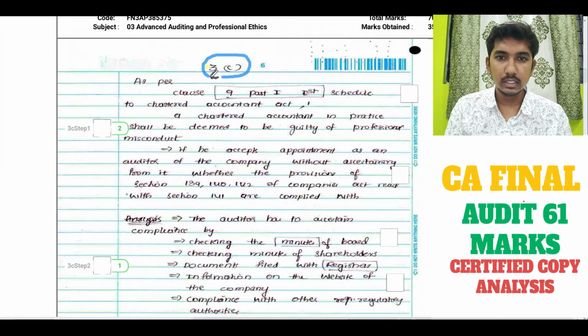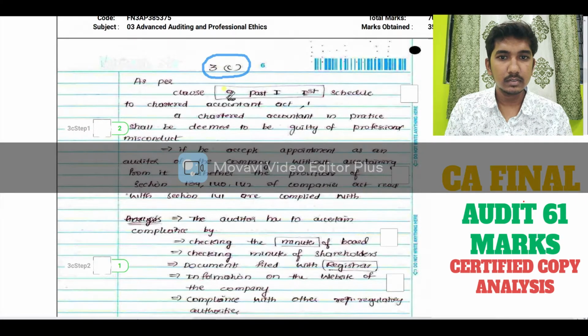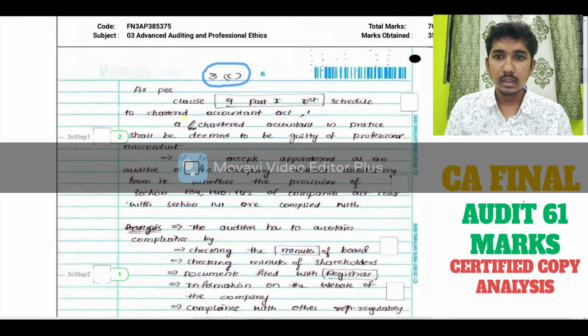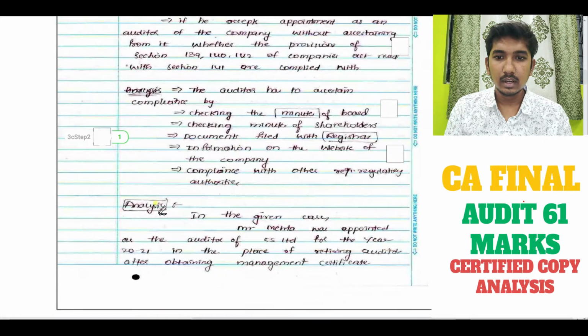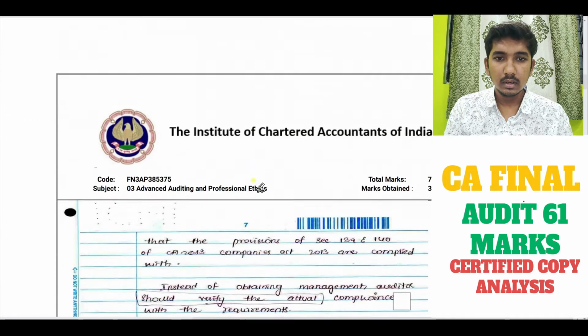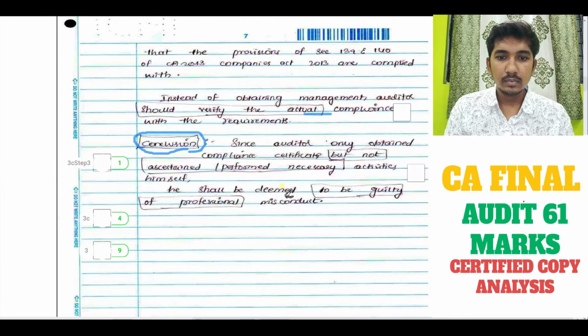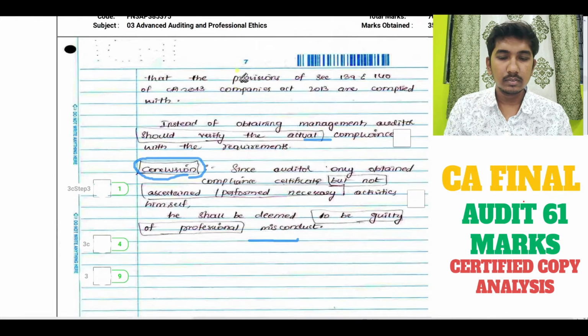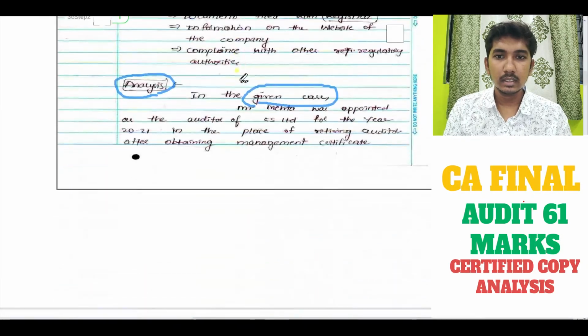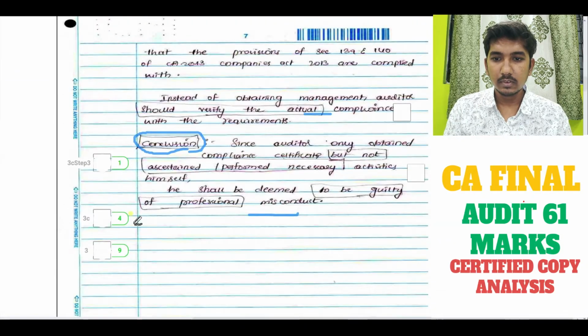Let us discuss question number 3C. This question is from professional ethics, which is on Clause 9 of Part 1 of the First Schedule. In a professional ethics question, first we need to write the definition, and after the definition we need to write the analysis, in which we should mention the given case, the course of action that should be followed, and the course of action actually followed by the auditor. Then it should be followed by the conclusion, in which we write whether the auditor is deemed to be guilty of professional misconduct or not. This is how I presented the answer, for which I got 4 out of 4 marks.